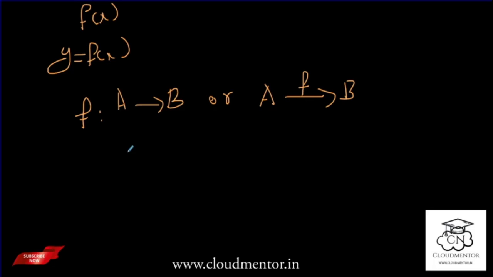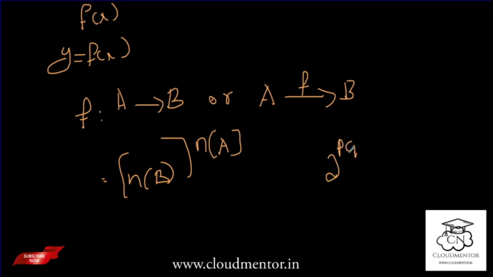And the fourth point: the number of functions from a finite set A into a finite set B is equal to n(B), that is, the number of elements in the set B, raised to n(A). The number of relations was 2 raised to pq, where p was the number of elements of A and q the number of elements of B. But the number of functions, in terms of p and q, we can write as q raised to p, which is the number of functions possible from finite set A to finite set B.